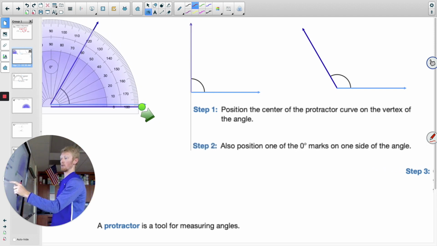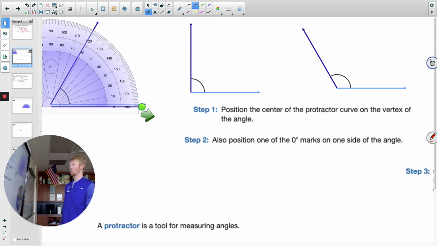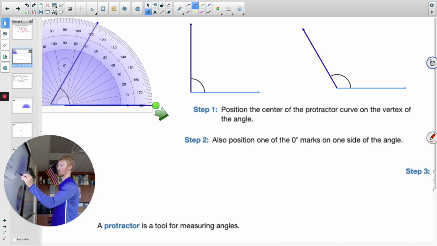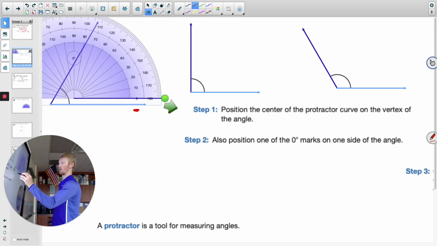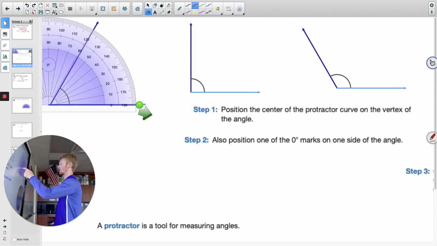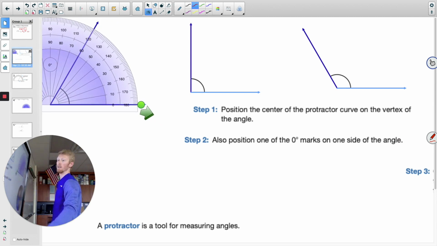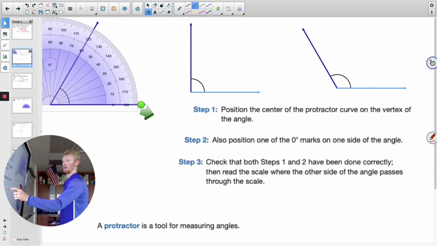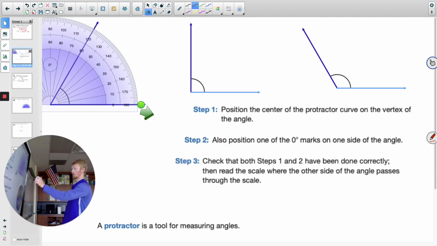Step 2, also position one of the 0 marks. So here I have a 0 mark. Right here, you can see 0. One of the 0 marks on one side of the angle. So I'm going to choose this flat side to position that on. And then step 3, check that both steps 1 and 2 are done correctly. Yep, it's in the middle and it's on the side. And then you read where it goes on the other side.